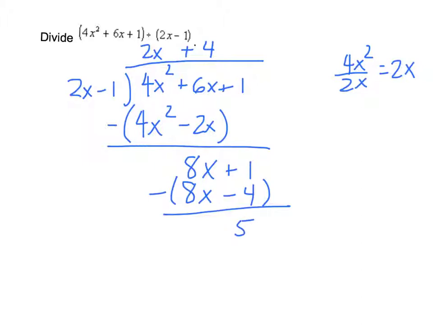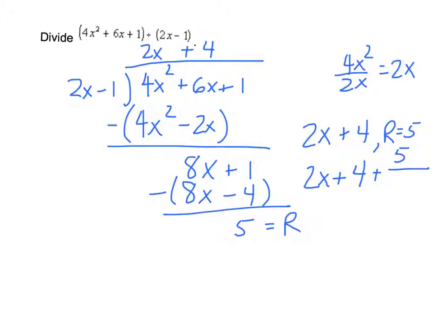Now, 2x doesn't go into 5. So this is our remainder. And in some textbooks, they'll give the quotient as 2x plus 4, comma, remainder, and they'll tell you the remainder. What we're going to do, just like we did on the previous screen, is write that remainder as a fraction. And again, the denominator of the fraction is the divisor of the problem that we are actually doing. So we have 2x plus 4 plus this remainder 5 over 2x minus 1. So that becomes your answer.